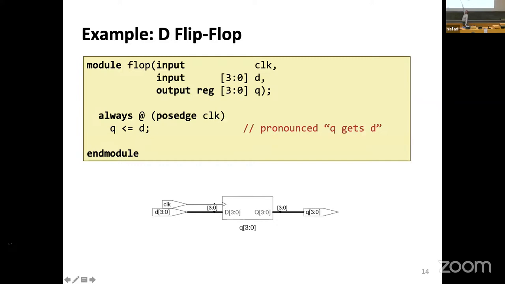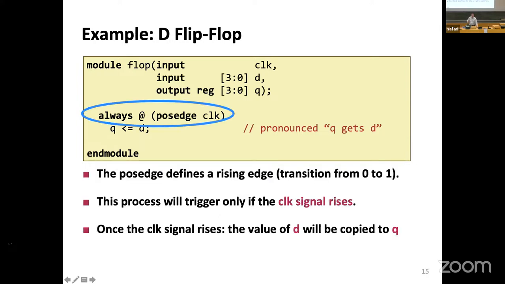We say always, now comes, the bold ones are specific to the language, so posedge defines a rising edge. They define it as a positive edge. The opposite would be negedge. At posedge clock, D is going to be copied to Q. I mean, it even sort of makes sense, right? Always, when you see a posedge, copy D to Q. Right? Okay.